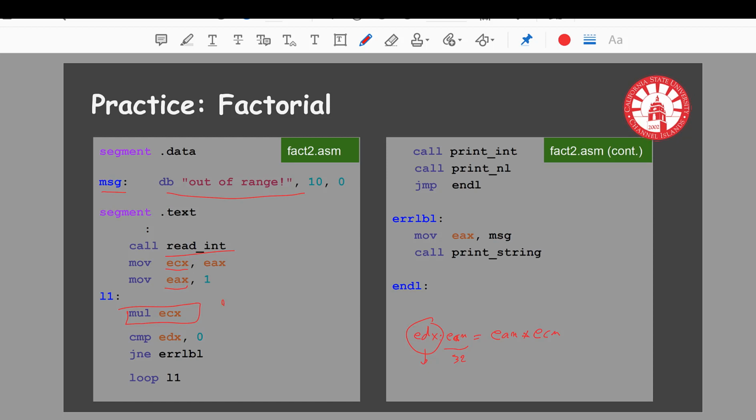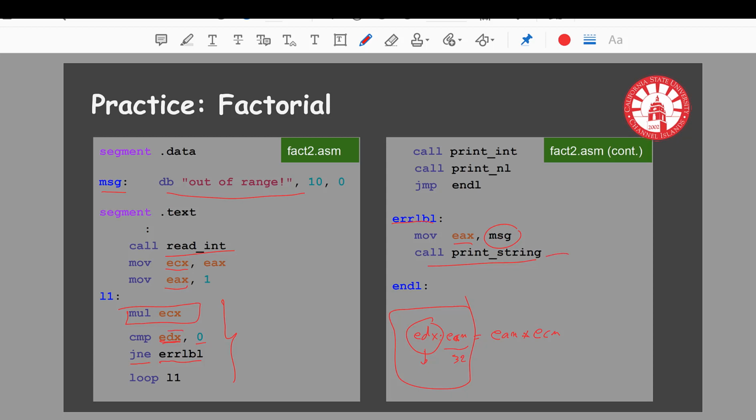Here is our loop command. But this time, we do the multiplication by ECX. We put it in these two registers, but we check if the register EDX has a value which is not equal to 0, then we jump into the error label. When in the error label, we just move the error message into EAX, and we print that out using the print string.